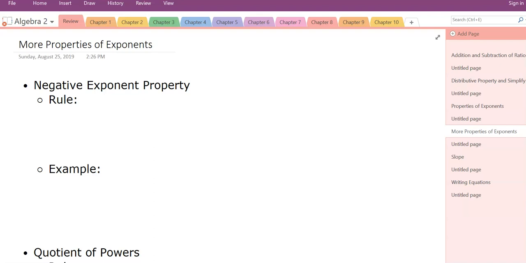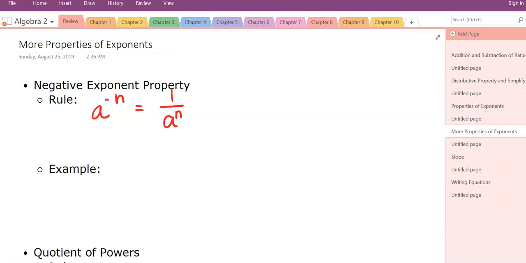For this section, I'm going to be going over a couple more properties of exponents. The first one is the negative exponent property. Symbolically, that would be if you had a quantity like a raised to the negative n power, you need to rewrite this so that it becomes a positive exponent. In order to do that, you write it as a fraction. You put 1 on top over a to the n power.